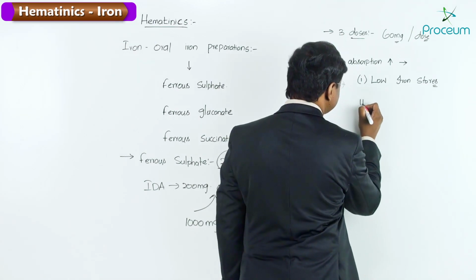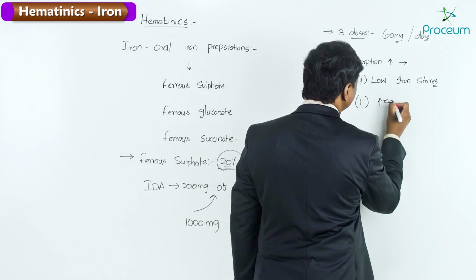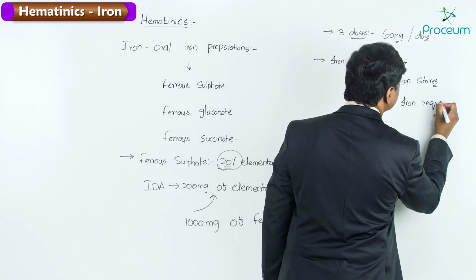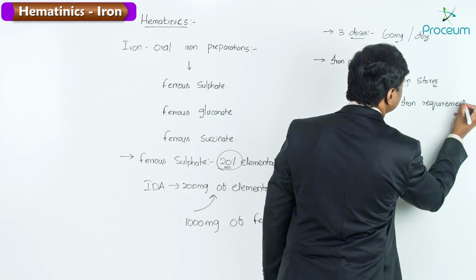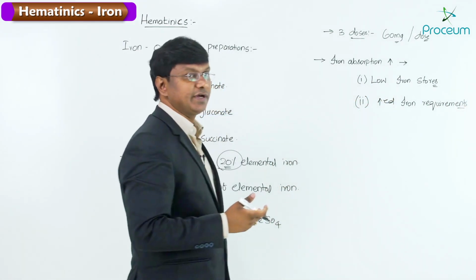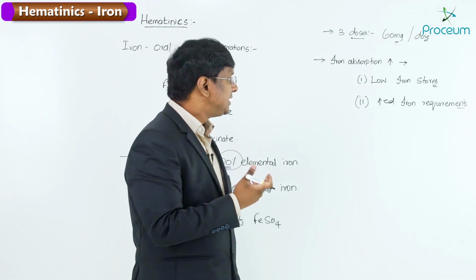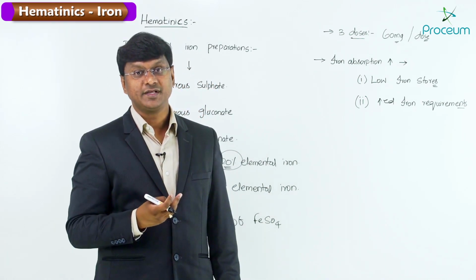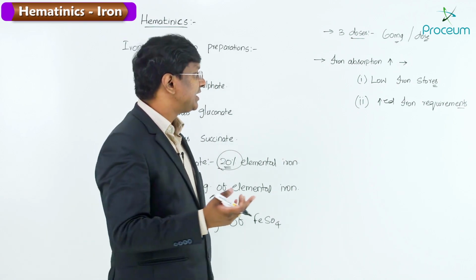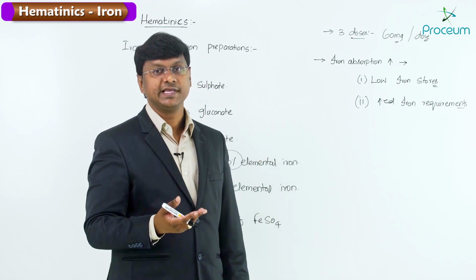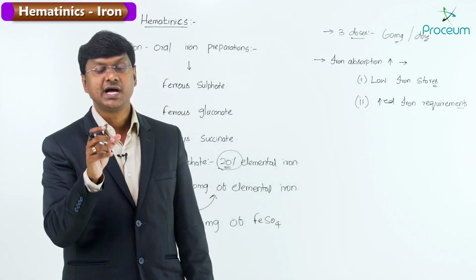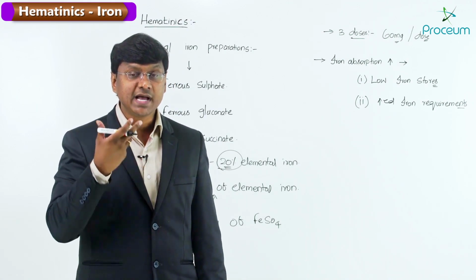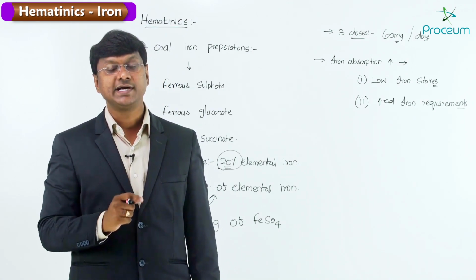Whenever there is increased iron requirement, then also the iron absorption increases. Now what are the clinical scenarios where there is increased iron requirement? You take a pregnant female, a lactating female, there is increased iron requirement, so even the iron absorption increases. Now once you start giving the ferrous sulfate in patients with iron deficiency anemia, how will you assess the response?